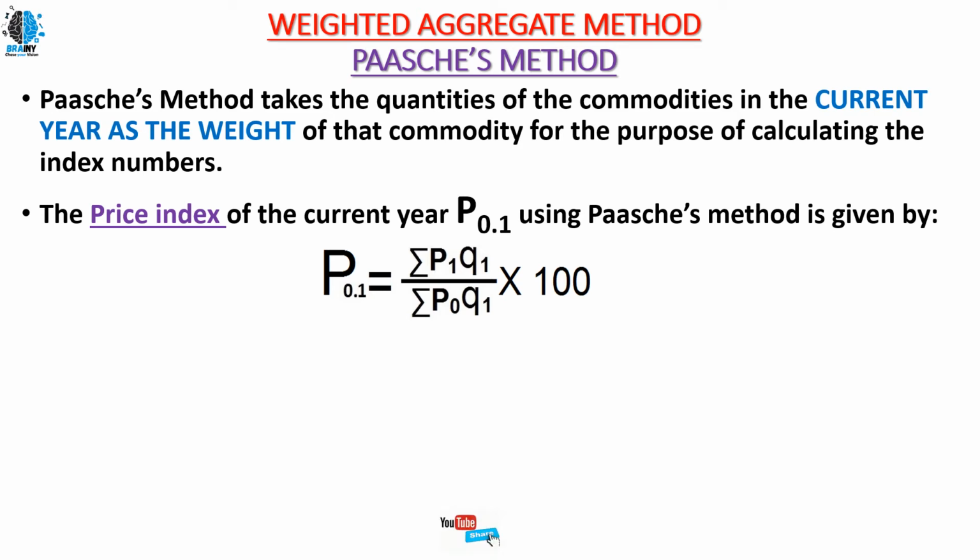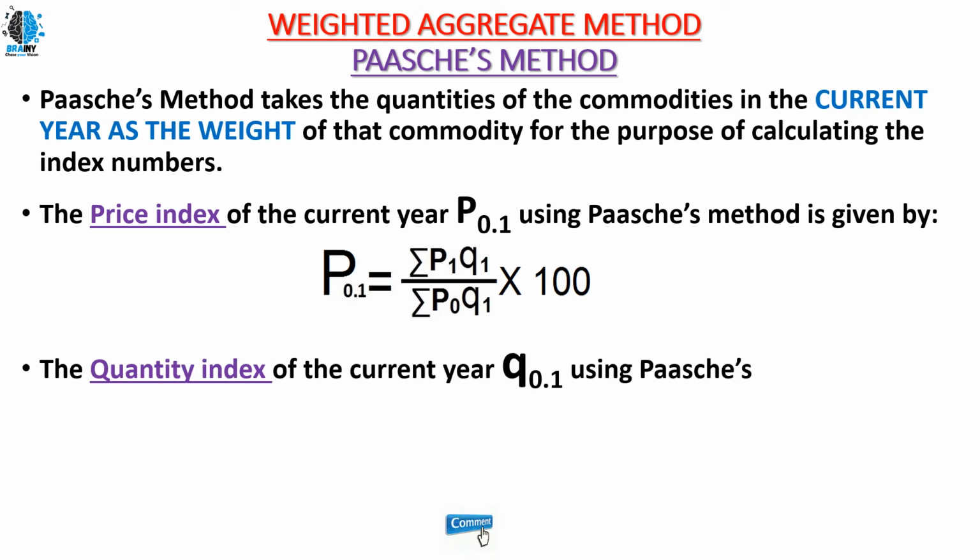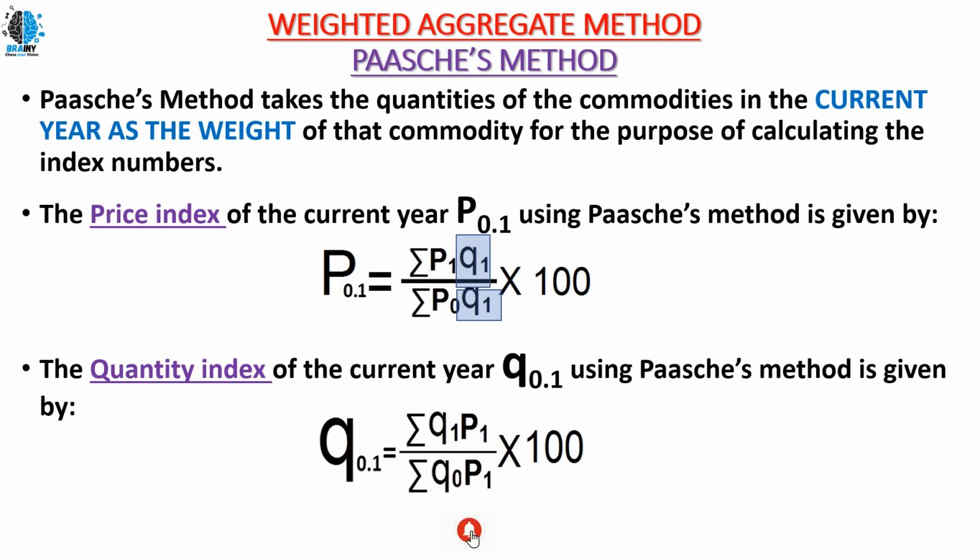Same, if I take the quantity index Q01 under the Paasche method, the weight will be given to the price of the current year. So Q01 is equal to summation Q1 P1 divided by summation Q0 P1 into 100. What is added in the numerator and denominator? P1. So in both formulas you can see the weight is given to the current year.